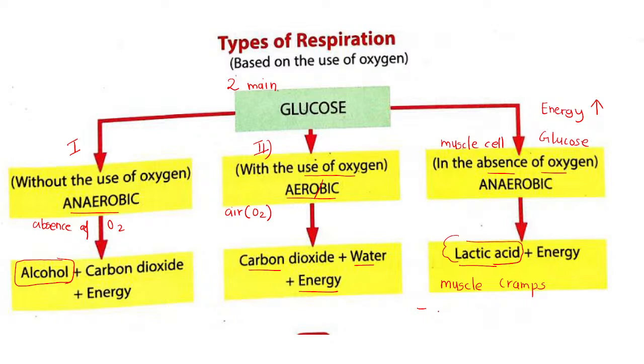By doing so, what are you exactly doing? You are increasing the blood circulation at that level. More blood means more oxygen. More oxygen means now the cells will undergo aerobic respiration. That means lactic acid will not be produced during that process. Okay, so now you have understood the two main types of respiration, aerobic and anaerobic.